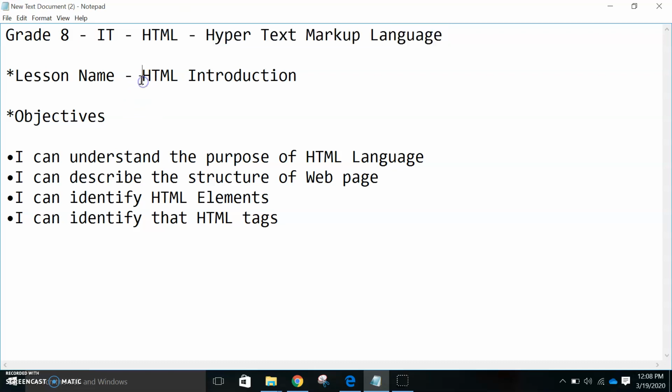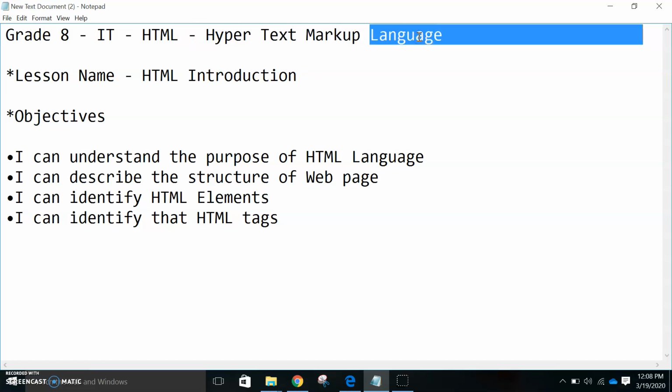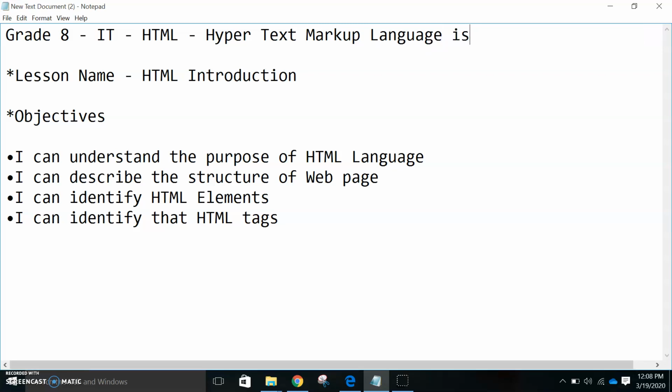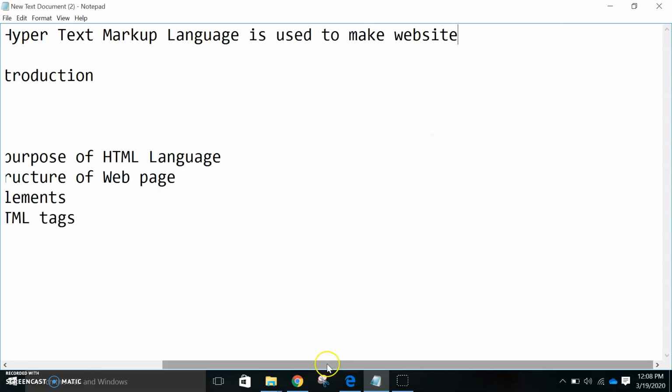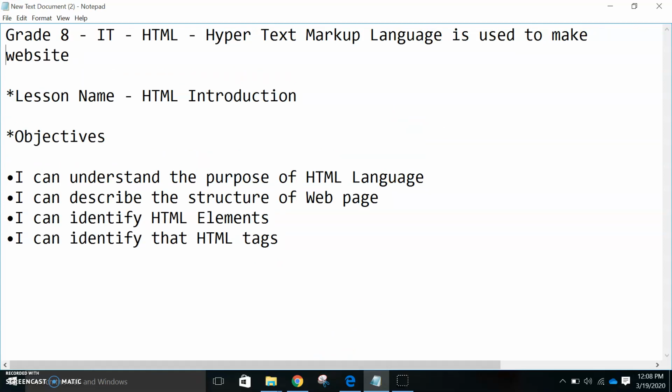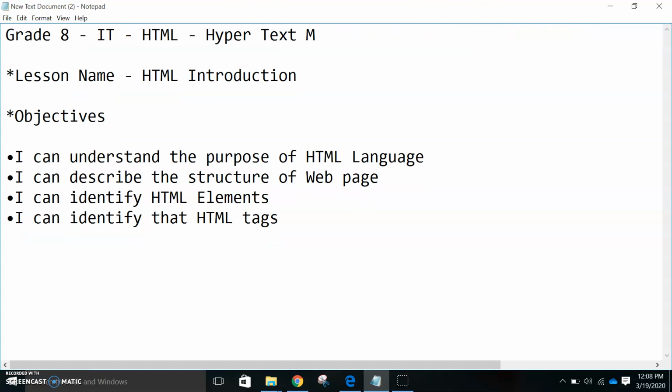So the first lesson would be HTML introduction. I already told you what HTML is. It's hypertext markup language, and it is used to make websites. Let us study about this in the future. Just for now, remember that HTML stands for hypertext markup language, and it is used to make websites. It's a computer language used to make websites.